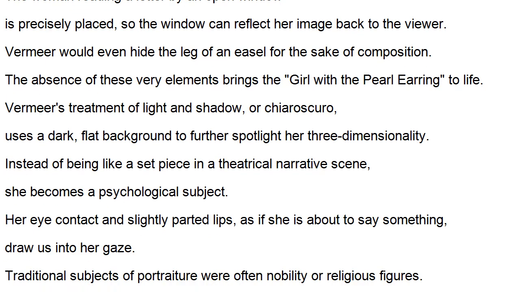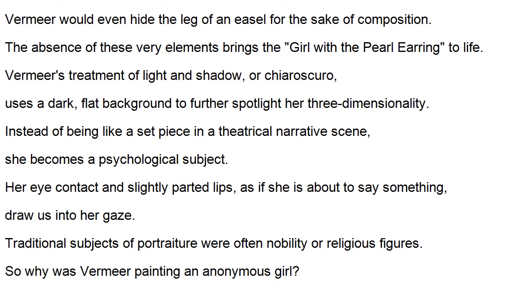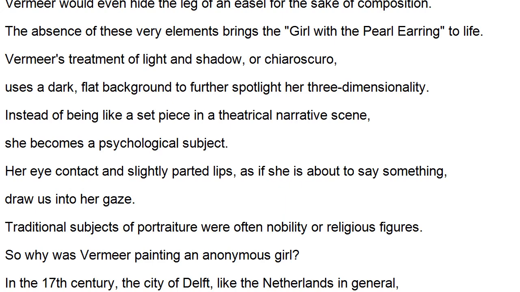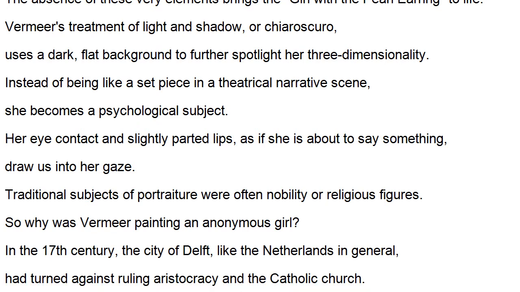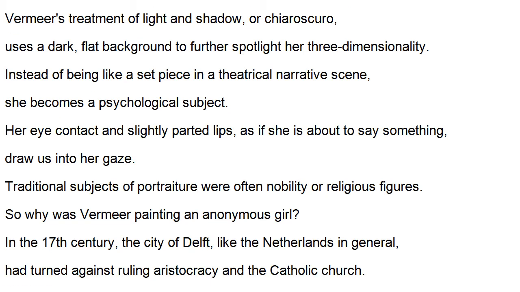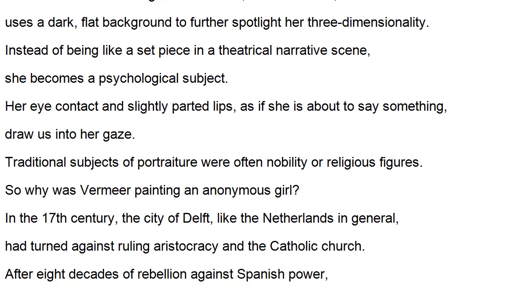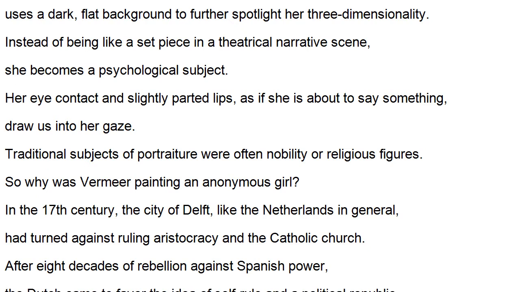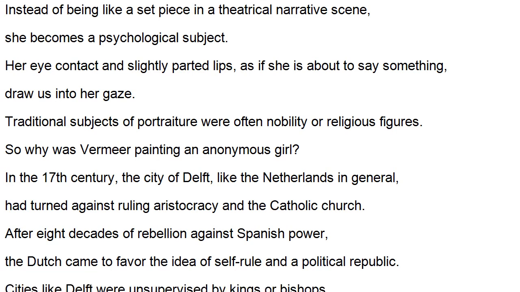The absence of these very elements brings the Girl with a Pearl Earring to life. Vermeer's treatment of light and shadow, or chiaroscuro, uses a dark, flat background to further spotlight her three-dimensionality. Instead of being like a set piece in a theatrical narrative scene, she becomes a psychological subject. Her eye contact and slightly parted lips, as if she is about to say something, draw us into her gaze.